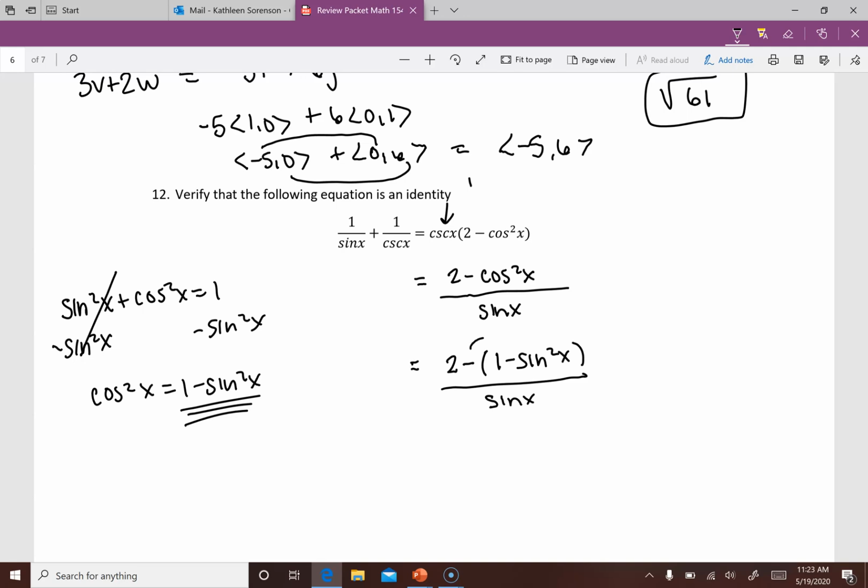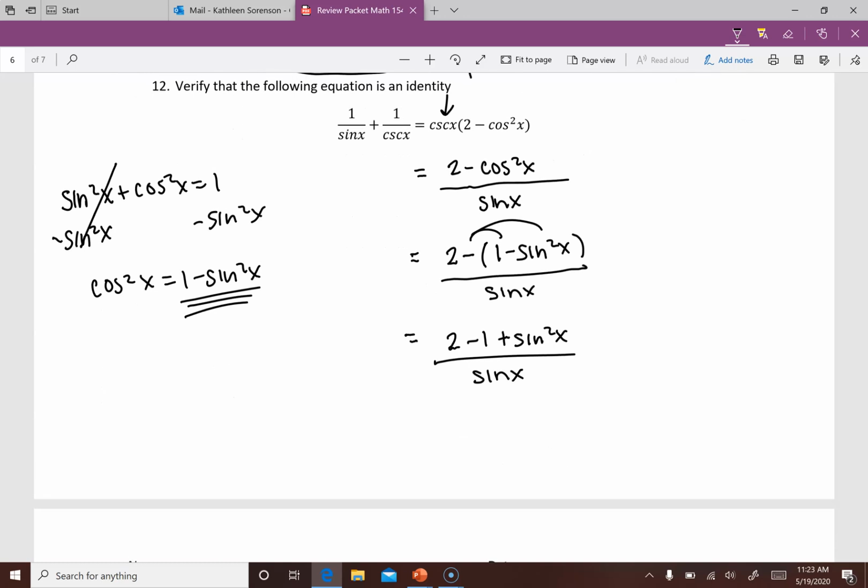All right, now I just need to distribute that negative through. So I'm left with 2 minus 1, and then it becomes a plus sine squared x over sine x. Okay. And then what is 2 minus 1? Well, that's just going to be simply 1 plus sine squared x all over sine x.